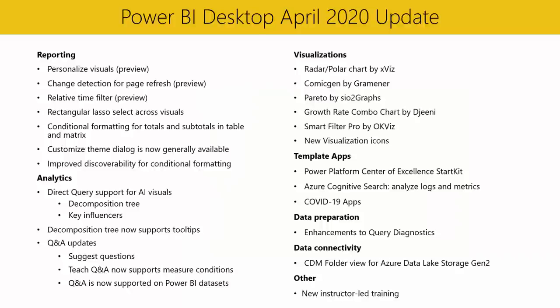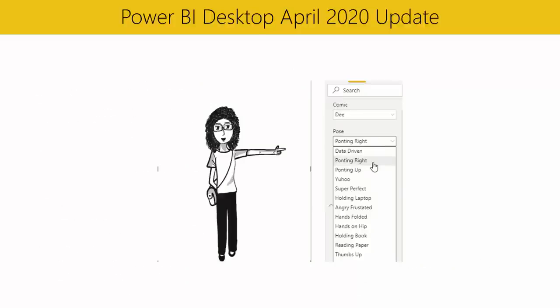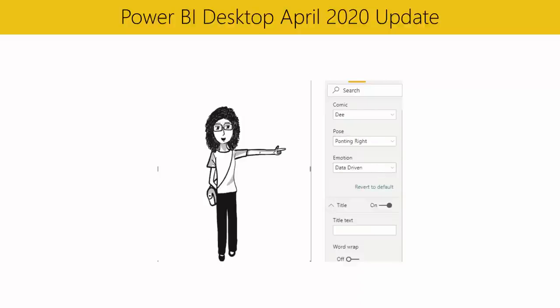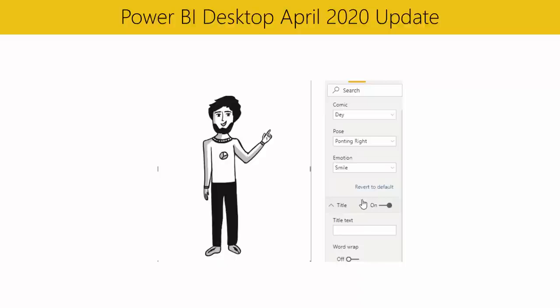Next is Comic Gen by Gramina, a visual which adds comic characters to your reports whose emotions, pose, and angle can be controlled by data.